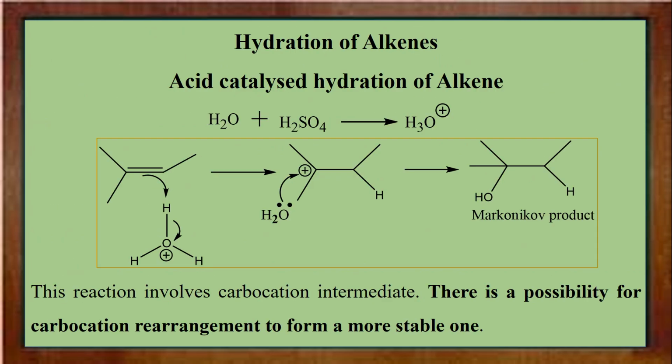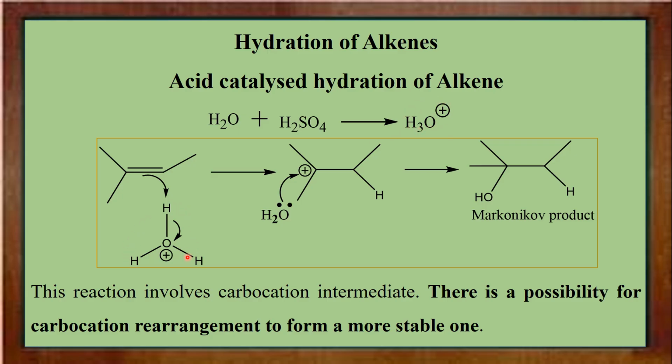Hydration of an alkene can be carried out by different methods. One among the several methods is acid catalyzed hydration. An alkene can be hydrated with an acid catalyst. For hydration of alkene we need water and an acid as a catalyst. So water takes up a proton from acid, generating hydronium ion. This hydronium ion is the source of H plus ion.